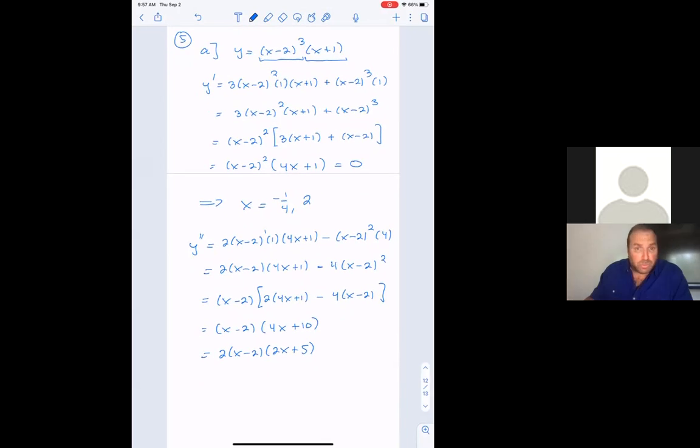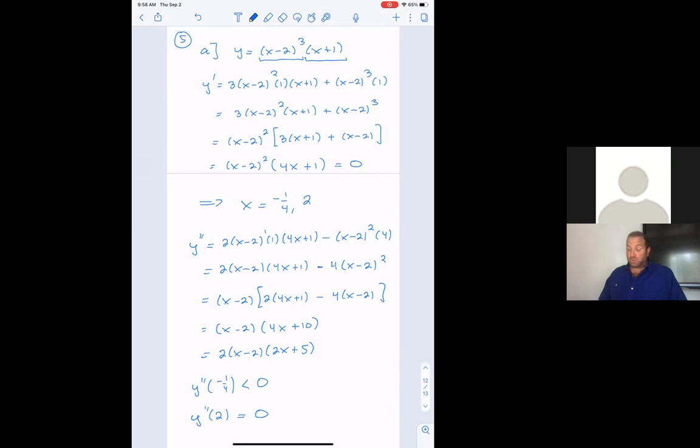So that means if I want to know maxes and mins, I will evaluate the second derivative at negative 1/4. I don't care about its value, I just care about its sign. 2 is positive. Negative 1/4 minus 2 is negative. And 2 times negative 1/4 is negative 1/2 plus 5 is positive. I get 1 negative, so this is negative. And if I plug in 2, I get 0.